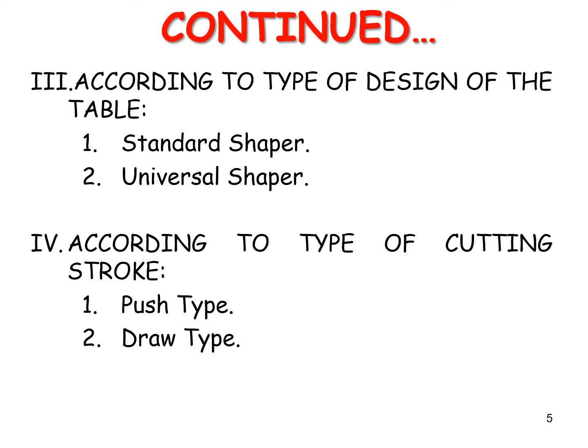According to the design of the workpiece table, it is classified into two categories: one is standard shaper, second one is universal shaper. According to the type of cutting stroke used, there are push type and draw type. So these are the many types of shaping machines available in industry.